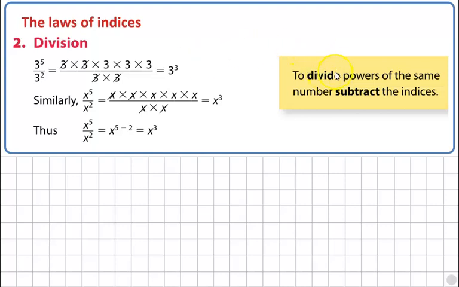So to divide powers with the same number or the same base, we subtract the indices. So 3 to the power of 5 divided by 3 to the power of 2 is really 3 to the power of 5 minus 2, which is 3 to the power of 3.